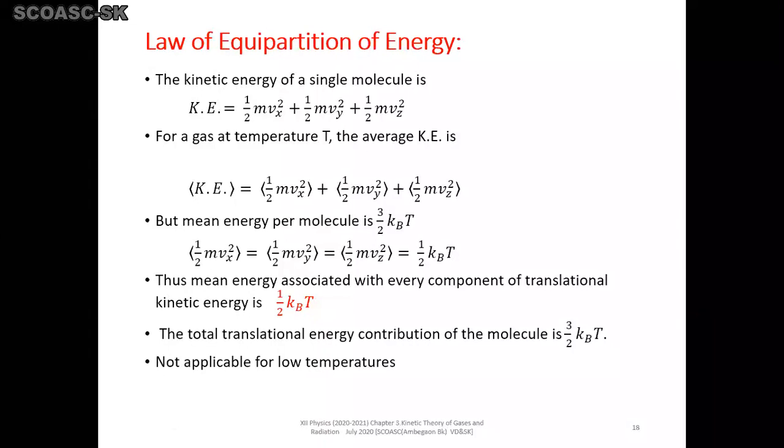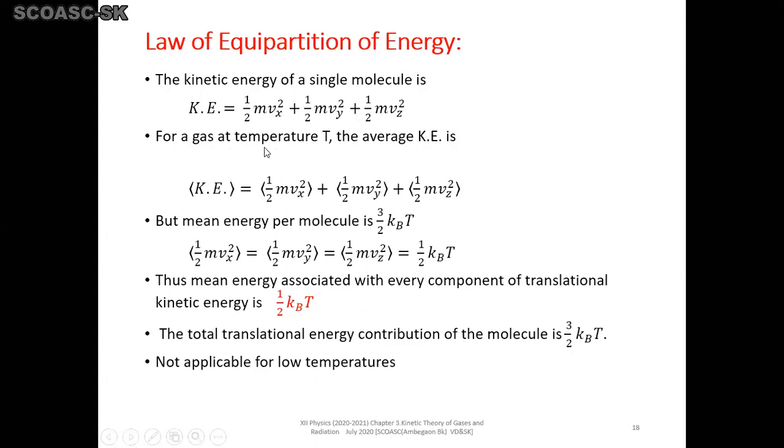Now, if I'm talking about a single molecule, I know that the kinetic energy is kinetic energy along the x-axis plus kinetic energy along the y-axis plus kinetic energy along the z-axis. A single molecule is moving in all the three dimensions, x, y, z coordinates, vx, vy, vz, we saw yesterday. And for a given temperature, right?